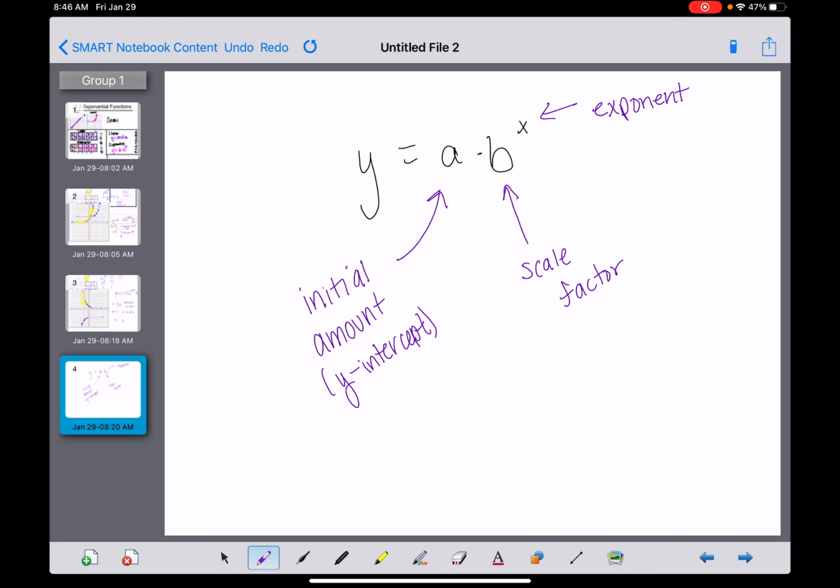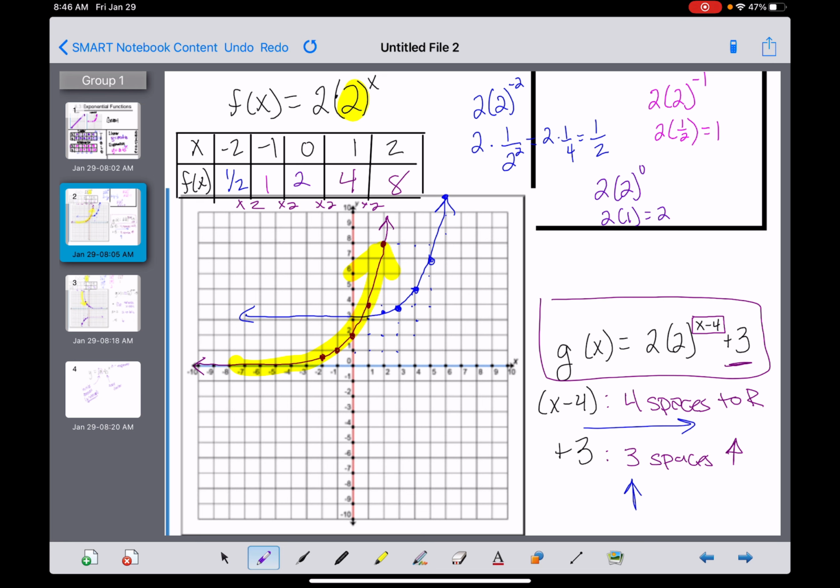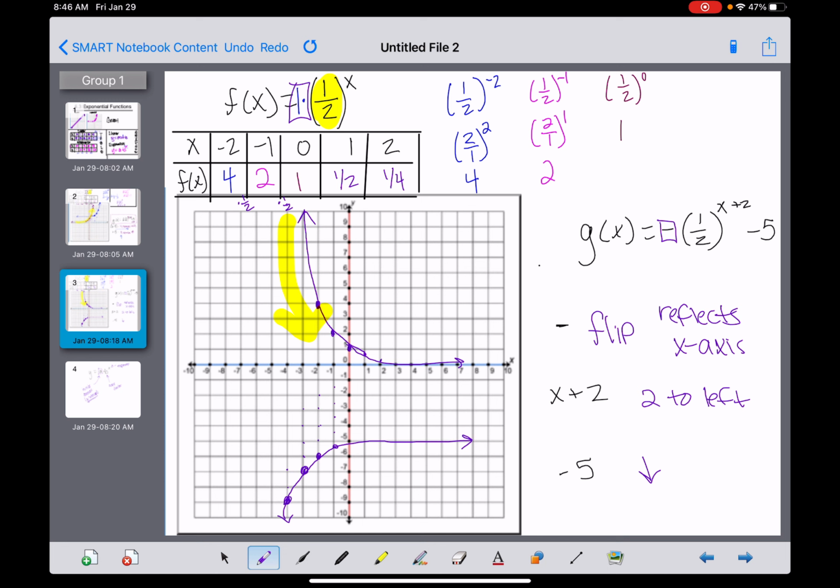So our graph y equals a times b to the x is our exponential function. The a value is our initial amount, and it's actually going to be the y-intercept. If we look back at our two graphs, I had an a value of 2, and we crossed at 2. I had an a value of 1, we crossed at 1.